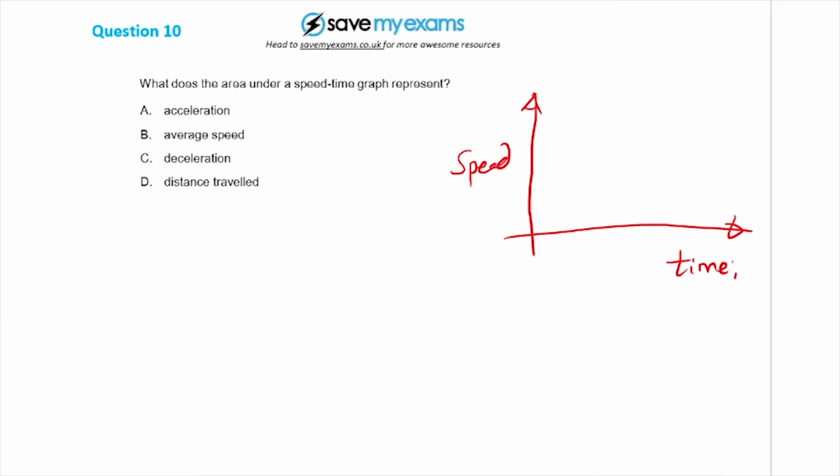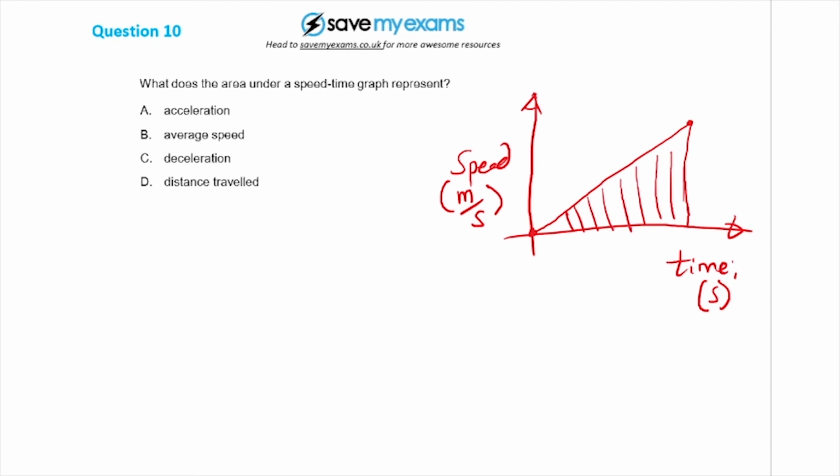So what does the area under a speed time graph represent? This is speed time graph. This is speed, that is time. What does the area under this graph represent? Let's say we have a graph like that. Speed time graph. Speed is in meters per second and time is in seconds. If we're having this graph moving from this point to that point, let me shade the area under this graph. That is the area under the graph right there. So I want to find this area.